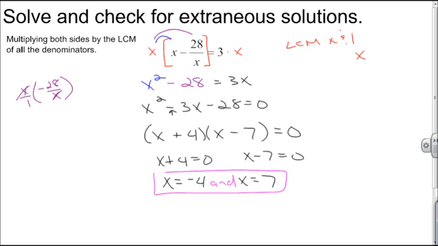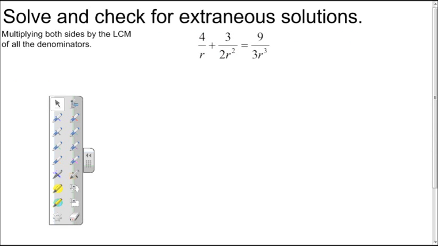Again, this is an example of multiplying both sides by the LCM of all the denominators in the problem, being mindful to realize that if you don't have a denominator that's visible, it really is just 1. Okay, let's look at this second example of solving a rational equation and checking for extraneous solutions. Again, we're going to be talking about multiplying both sides by the LCM of all the denominators.